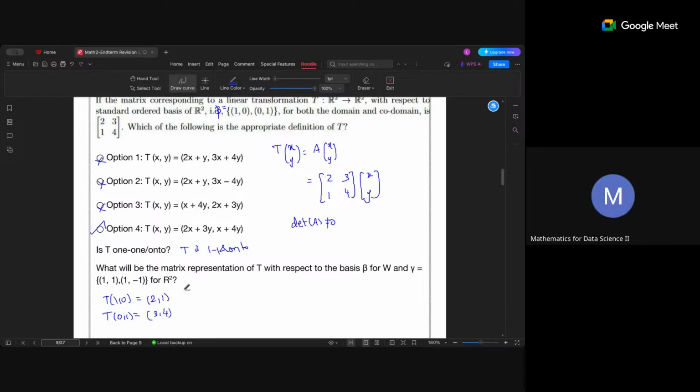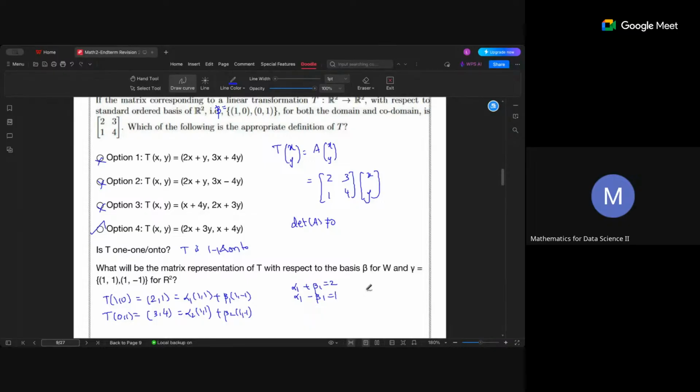Now T of (1, 0) you have to express as a linear combination of (1, 1) and (1, minus 1). So alpha times (1, 1) plus beta times (1, minus 1). Let's call these alpha 1, beta 1, so that you have alpha 1 times (1, 1) plus beta 1 times (1, minus 1). How will you find the coefficients? You have to solve alpha 1 plus beta 1 equal to 2 and alpha 1 minus beta 1 equal to 1.